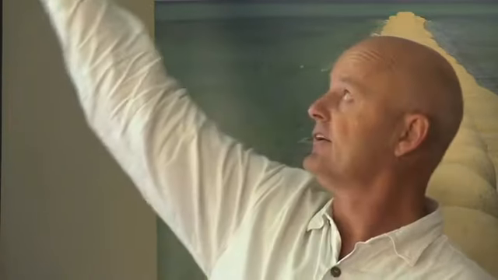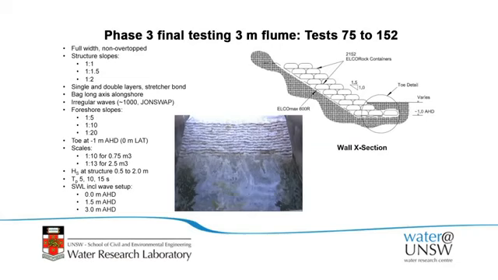We moved into phase 3 of the testing, which was around about, you can do the numbers, probably 75 separate tests. We tried to look at all the permutations you can have without obviously testing for 10 years. We still only had limited resources. So we tested in our 3 metre wide wave flume. We did it full width, non-overtopped. We looked at 3 different structure slopes because most of these structures are built at a 1 to 1.5 slope, which is around about 30 degrees. But we also looked at a 45 degree slope, 1 in 1, and a flatter slope, 1 in 2.